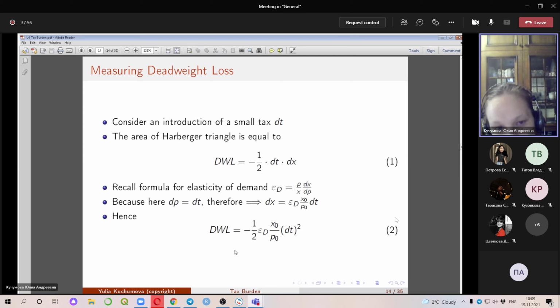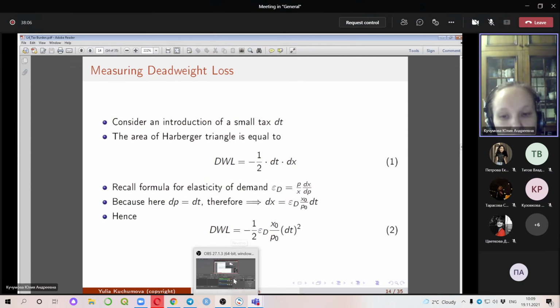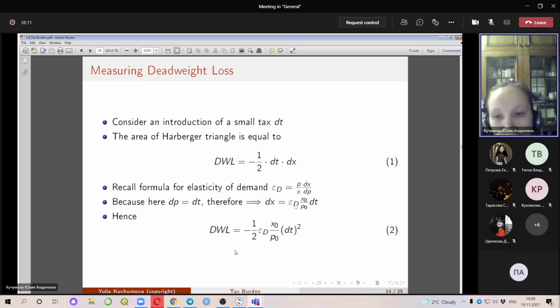And then we can finally rewrite the formula for deadweight loss. So it's minus 1/2 epsilon d multiplied by x0 divided by p0 multiplied by dt squared. Okay, so it's also the formula for deadweight loss using the notion of elasticity.